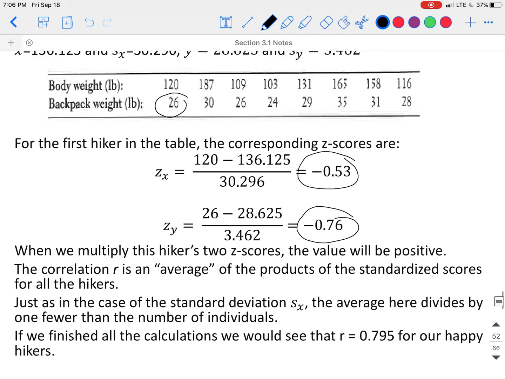When you multiply the hiker's two z values, the value will become positive. The correlation R is an average of the products of the standardized scores for all hikers. Just as in the case when we were dealing with the standard deviation S of x, the average here is divided by one fewer than the number of individuals. If we finished all these calculations, added them together, and multiplied by 1 over n minus 1, you would get an R value of 0.795.